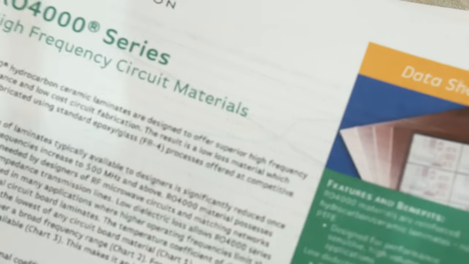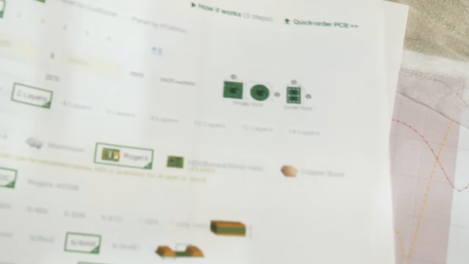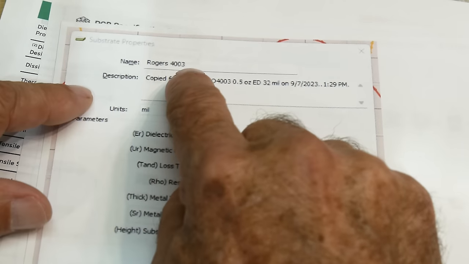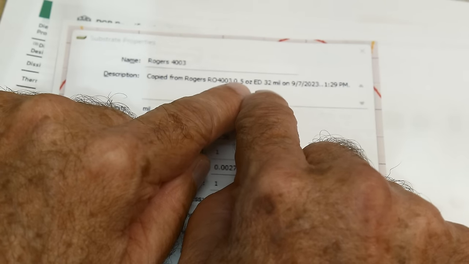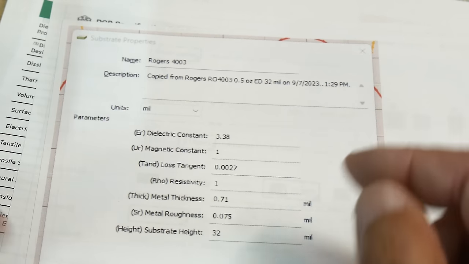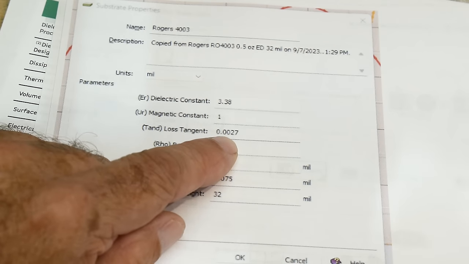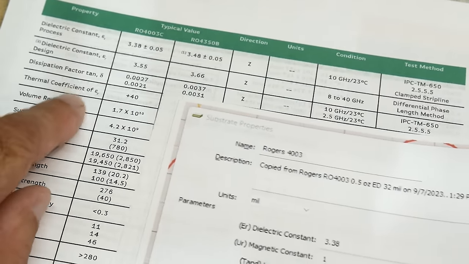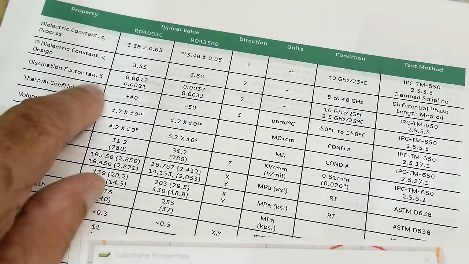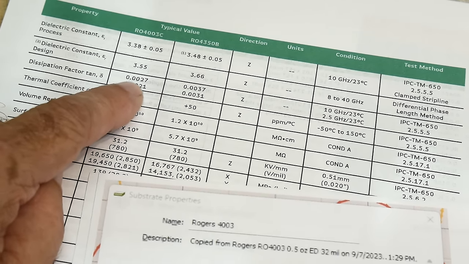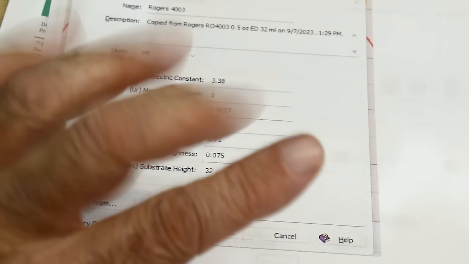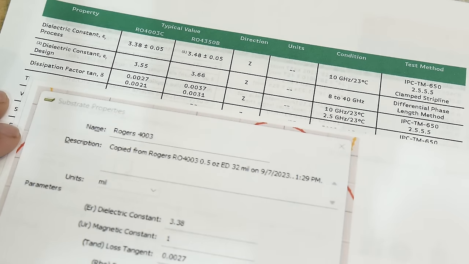So when you model the device in Genesys, it has built-in databases. I told it to use Rogers 4003, and it has one that's exactly for a half ounce copper on 32 mil substrate. That's what I used. Here, this dielectric constant, 3.38. You go over here, 3.38. Loss tangent, 0.0027. Where did the loss tangent go? Here, dissipation, same thing as loss tangent. 0.0027 to 0.0021, and we're using 0.0027, so I don't know what kind of things are going on there, different types.